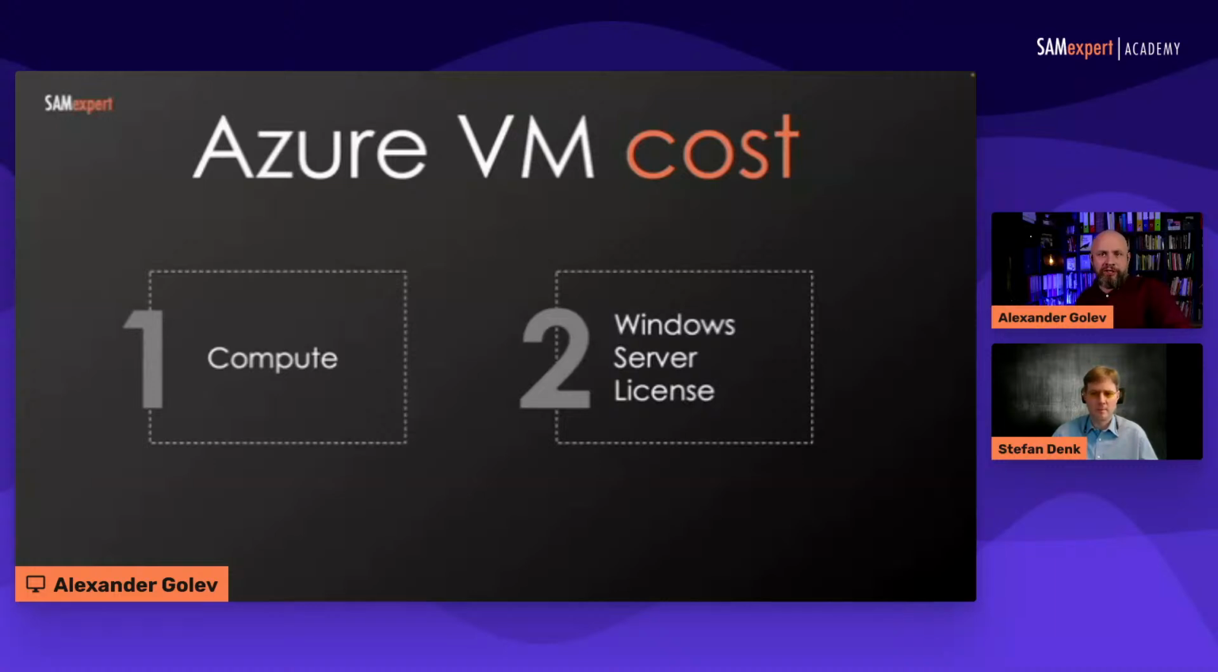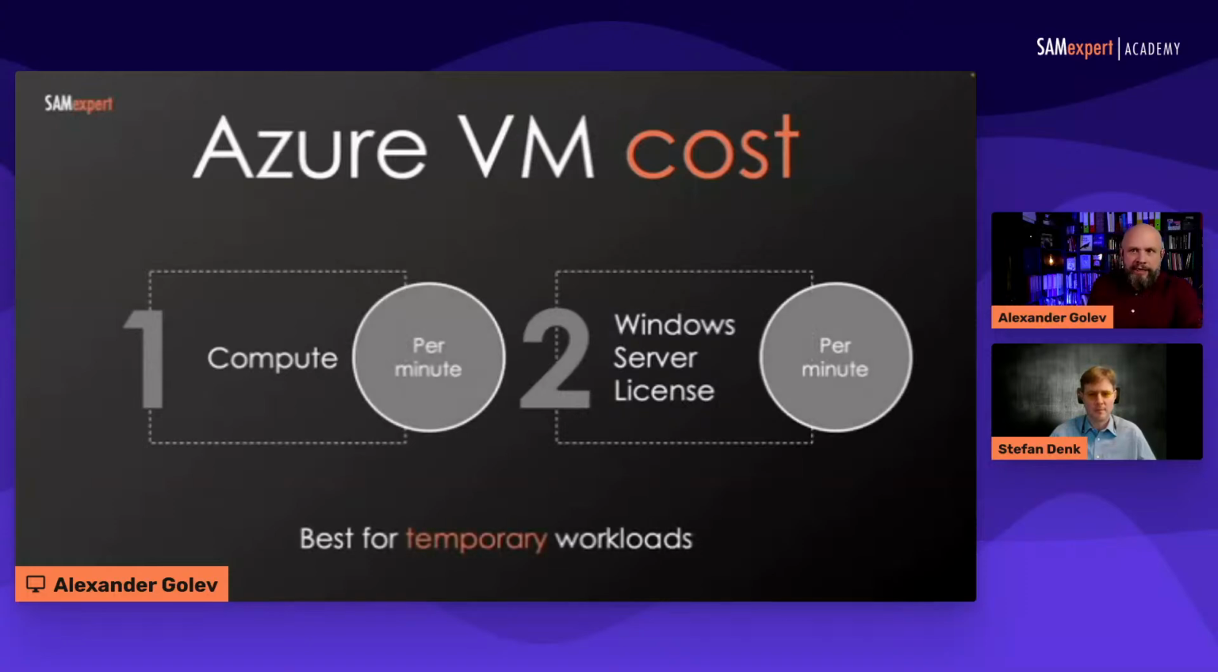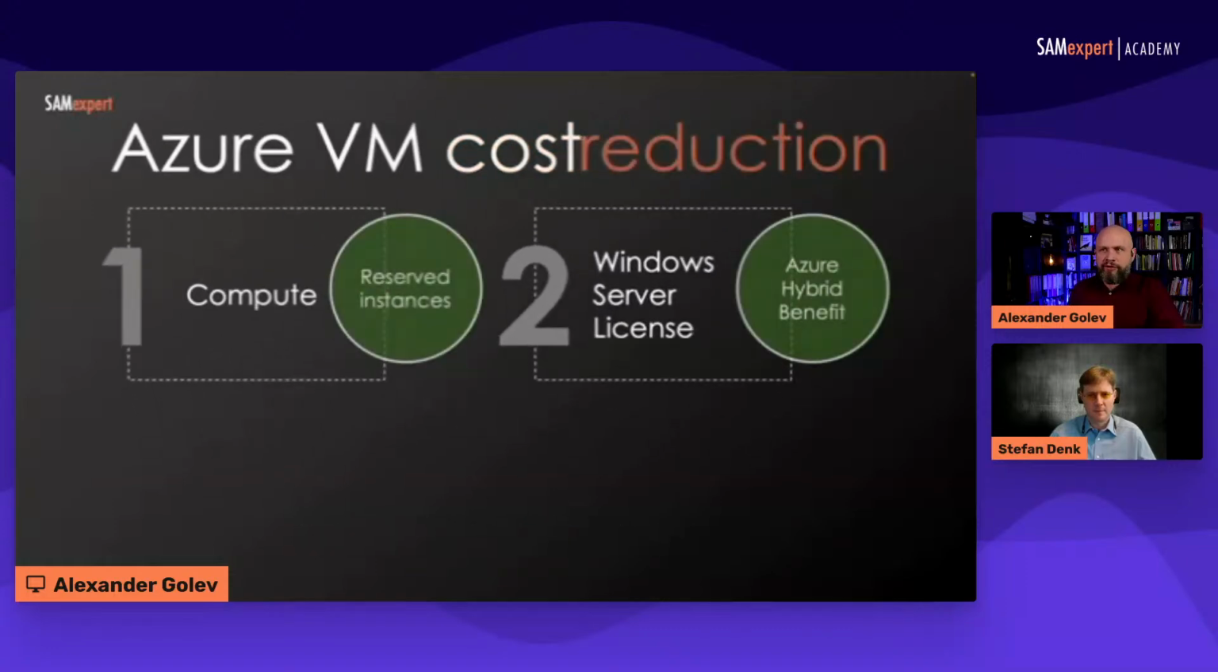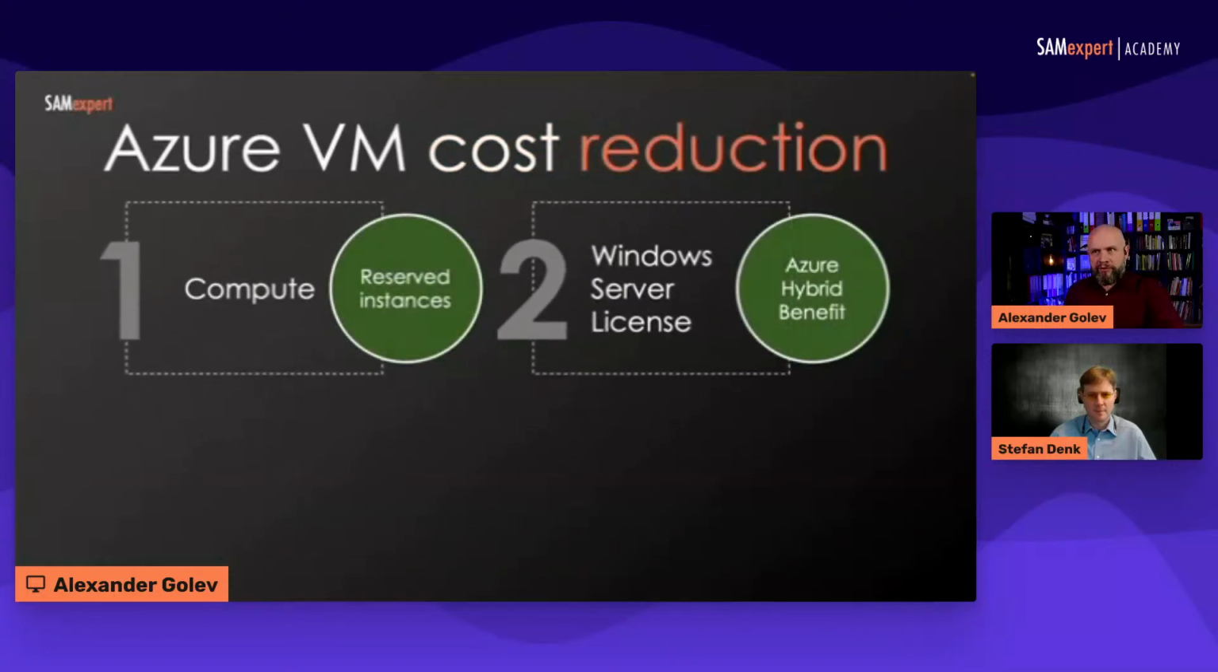Obviously, when you buy a Linux machine, you only pay for compute and storage and then how it's built per minute, as we already said. Both of these things are built per minute, maybe per second, but let's agree on per minute. How do you reduce virtual machine costs? You use reserved instances or savings plans, and for Windows Server licenses, you use Azure Hybrid Benefit. That's the way to reduce costs.